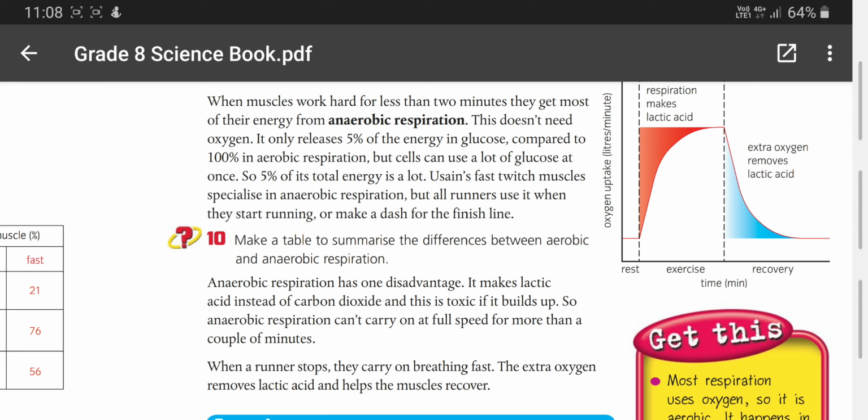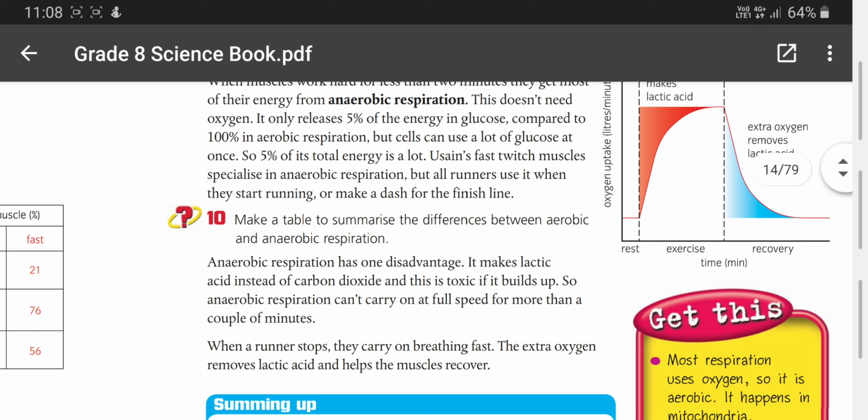Only one disadvantage comes out with anaerobic respiration, which is producing a type of acid, which we call lactic acid, instead of the carbon dioxide produced by normal respiration. And this lactic acid, when it's found inside your muscles, is a toxic material. If you do a huge amount of exercising, you can find that your muscles are hurting. It gives you aches.